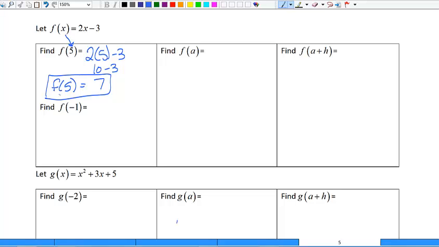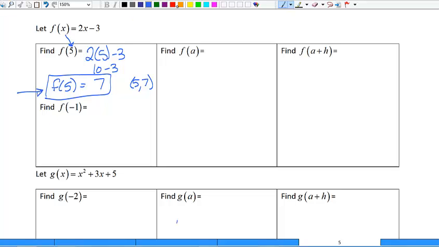Now in an ordered pair, we could describe that as the value we put in was 5, the input or domain. The value that we output was 7, or the range. This would be ordered pair notation, but function notation is f of 5 equals 7. Notice you plugged in a value, you get out a value.